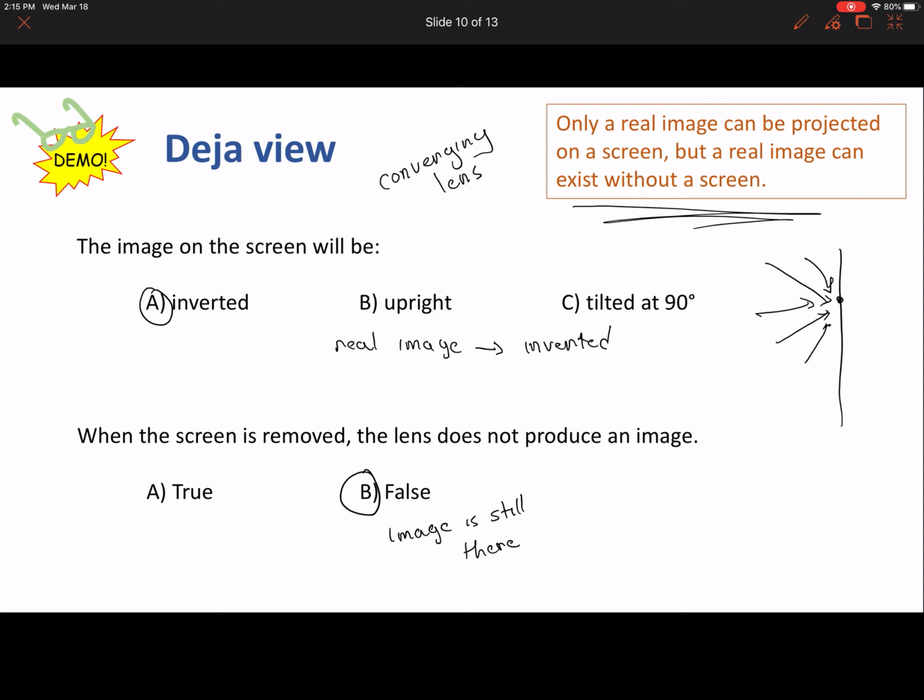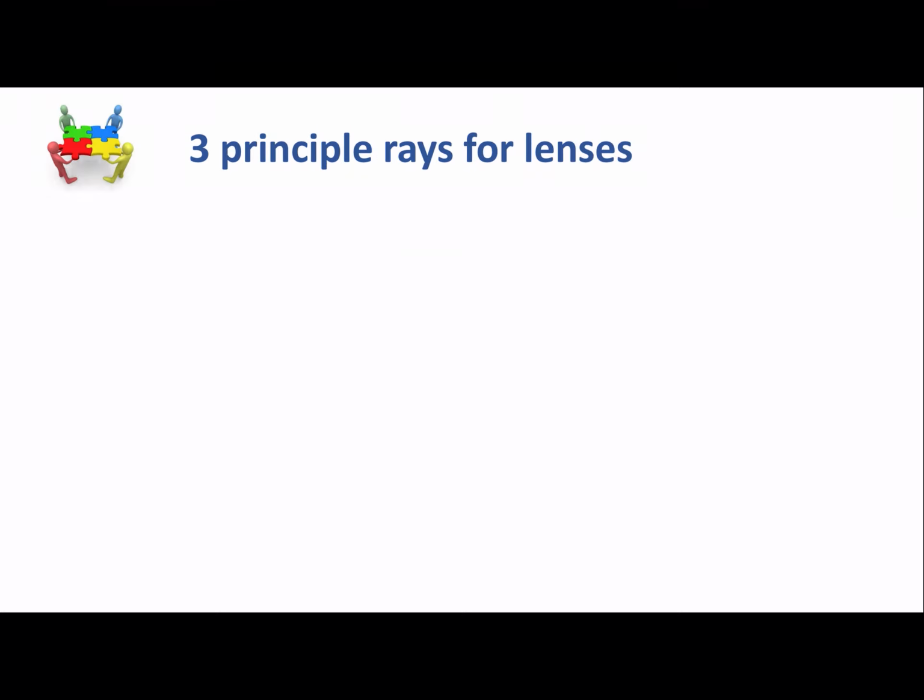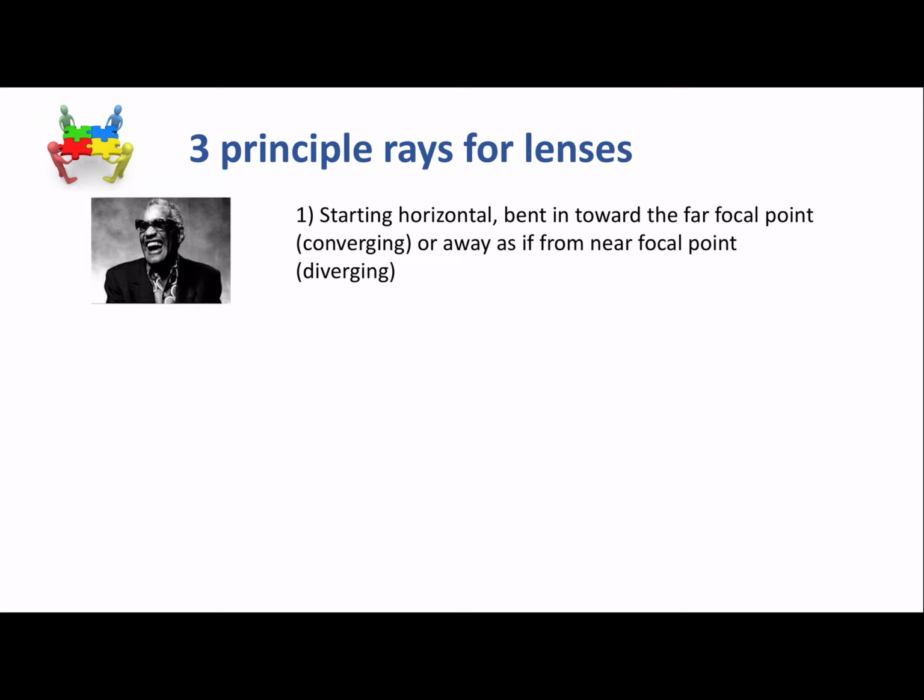And real images are such that the rays from the object actually do converge to real points in space. Okay, so let's do some ray tracing. Just like we had our principal rays for mirrors, we have principal rays for lenses, and they're actually very similar. So our first is starting at the horizontal. So we start horizontal, just like we do with the mirrors.